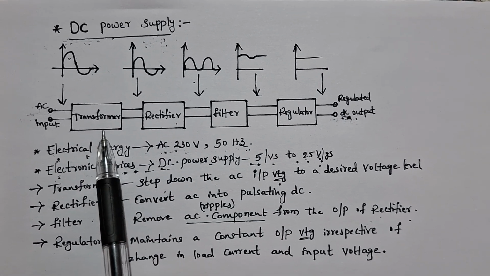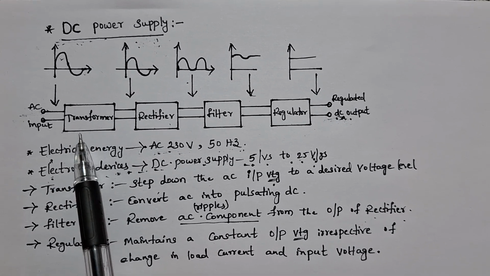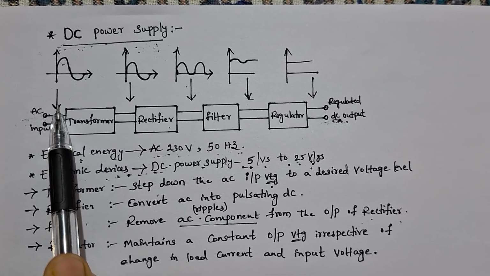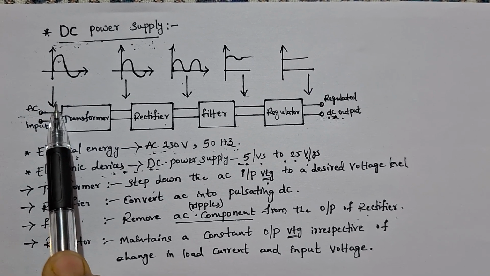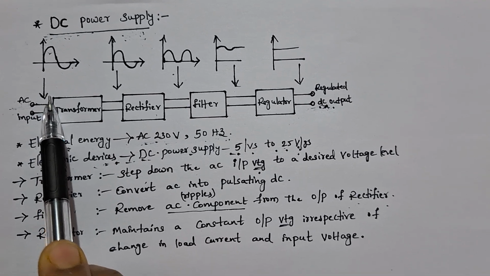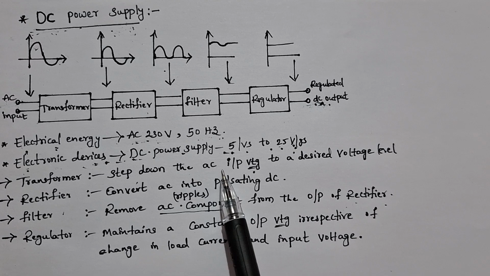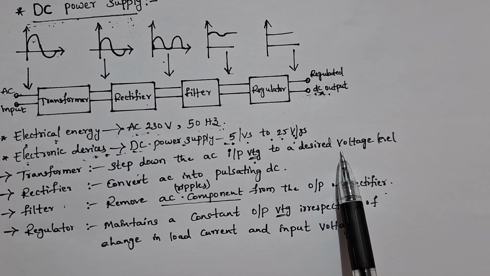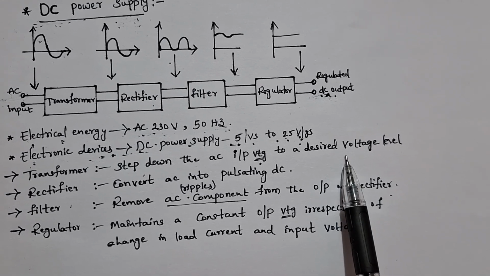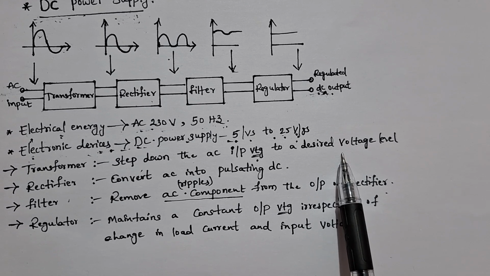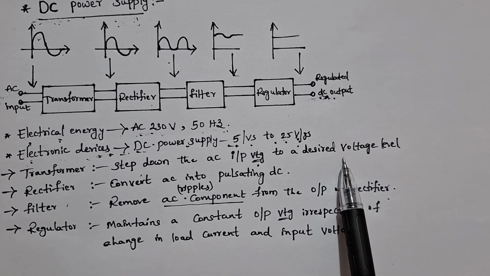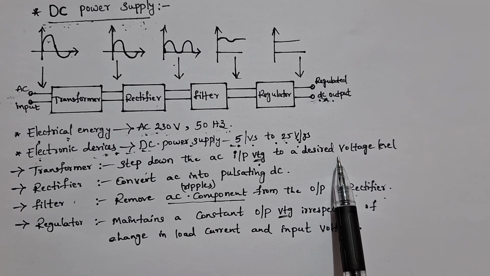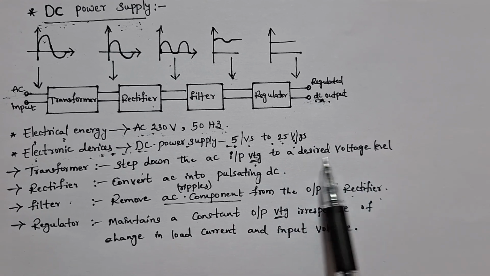The first block is a transformer. The basic function of a transformer is to step up or step down the input voltage for DC power supply. The transformer will step down the AC input voltage to a desired voltage level. So we understood that a transformer can perform both step up as well as step down operations. But for DC power supply, we require a transformer that performs step down operation so that we can obtain a desired voltage level.